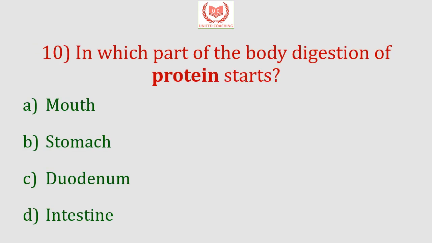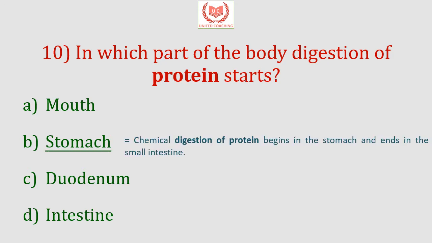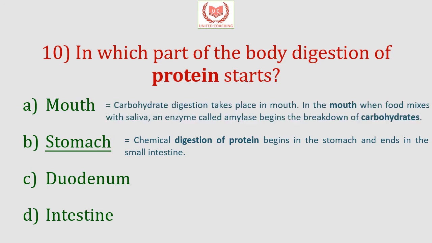Our next question is, in which part of the body digestion of protein starts? So is it mouth, stomach, duodenum or intestine? So answer is stomach. Chemical digestion of protein begins in stomach and ends in small intestine. Now regarding the option mouth, carbohydrate digestion takes place in mouth. In the mouth, when the food mixes with saliva, an enzyme called amylase begins the breakdown of carbohydrates.